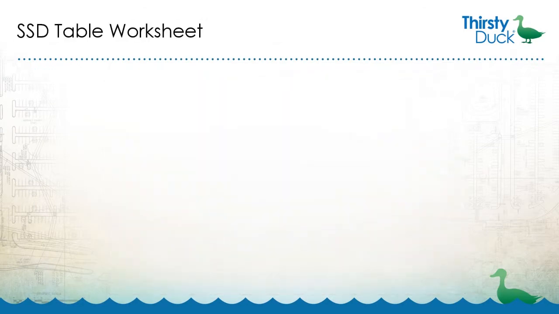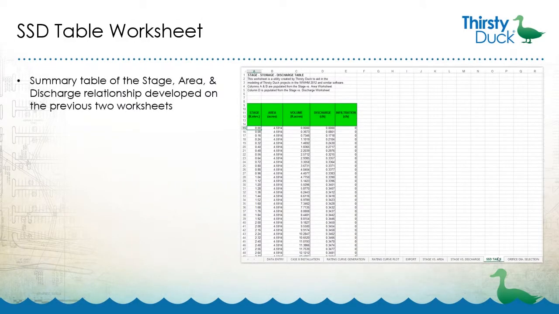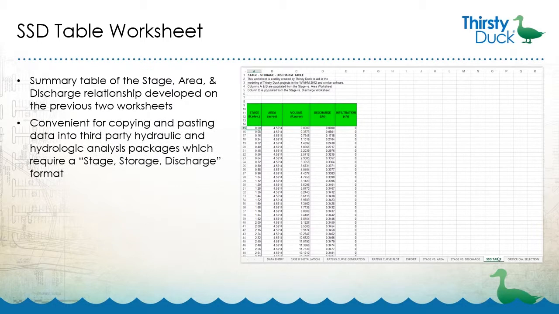The SSD Table Worksheet is a summary table of the stage, area, and discharge relationships developed on the previous two worksheets. This summary table is very convenient for copying and pasting the data into third-party hydrologic and hydraulic analysis packages, which require a stage storage discharge format.